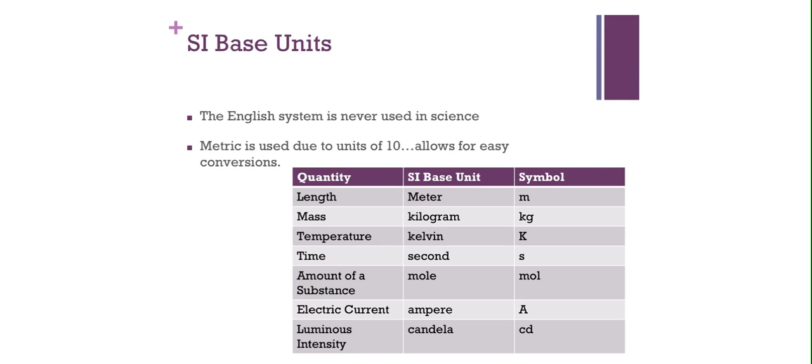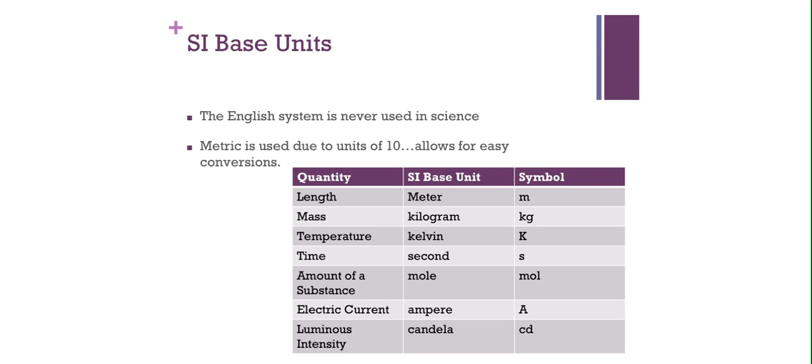So for example, 3 inches does not equal 3 centimeters. It's really confusing, so we just don't do it in chemistry or in science at all. The metric system is used because it is super handy at converting between different units when we talk about the prefixes. I'll get to that here in a second.